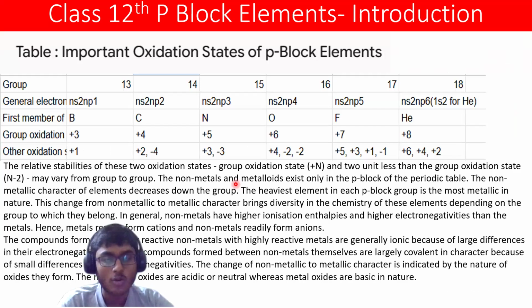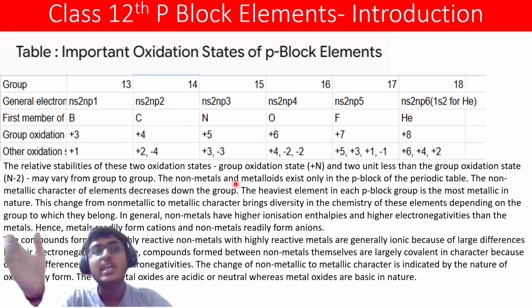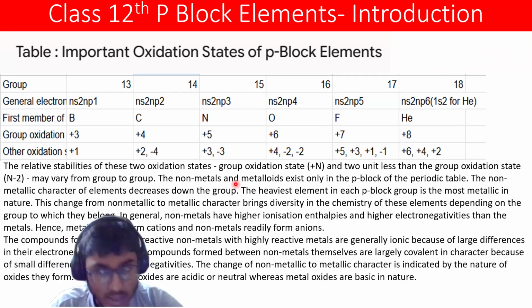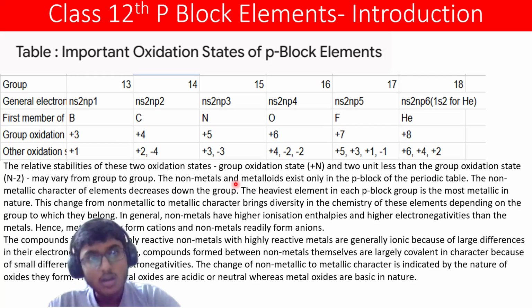So till then, just have a look at this PPT slide, which is showing the table of important oxidation states of P block elements. Here we have the table from group 13 to 18, and 4 pointers are there: the general electronic configuration of groups 13, 14, 15, 16, 17, 18; the first member of the family; the group oxidation state of group 13, group 14, group 15, and so on; and the other oxidation state possibilities, isn't it?